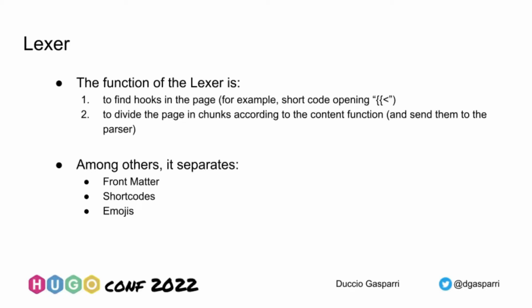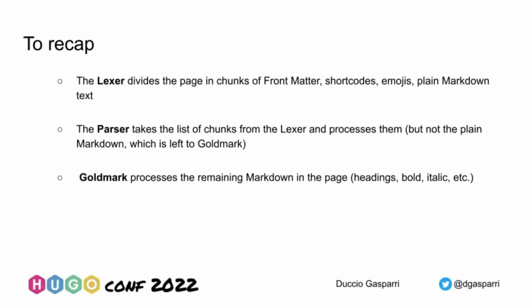And then there is the Lexer. The function of the Lexer is to find hooks and try to divide the page in chunks according to its functions, so that the parser can process each chunk accordingly. The Lexer tries to separate front matter, shortcodes, and emojis from the rest of the markdown and of the code. So to recap, the Lexer divides the page in chunks of front matter, shortcodes, plain markdown, and so on.